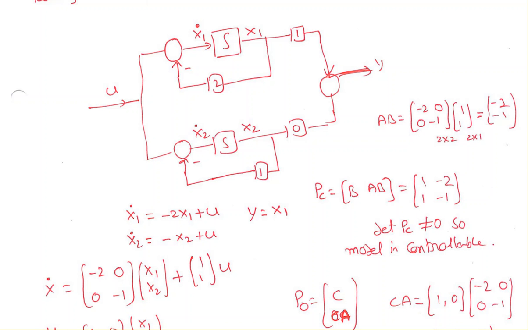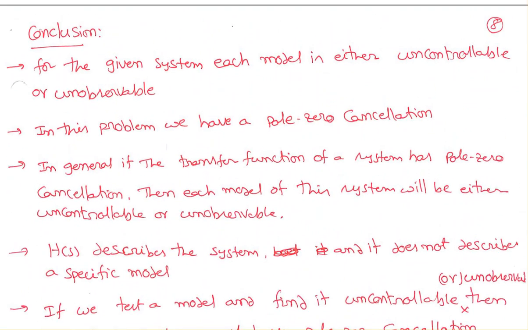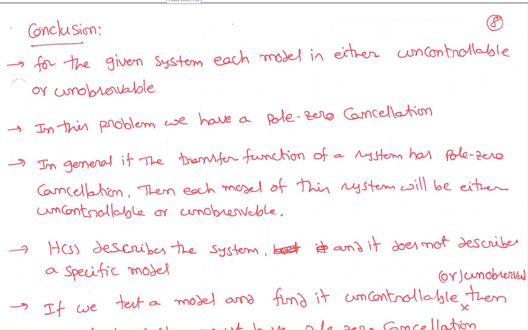Then if we change these elements over here, it might be observable, might not be controllable. Okay, so a model need not be controllable or observable, or need not satisfy both, or need not satisfy any one of those two. It could be satisfying both, it could be satisfying any one of those. Now, from this, the conclusion is, for this particular system, for the given system, each model is either uncontrollable or unobservable.